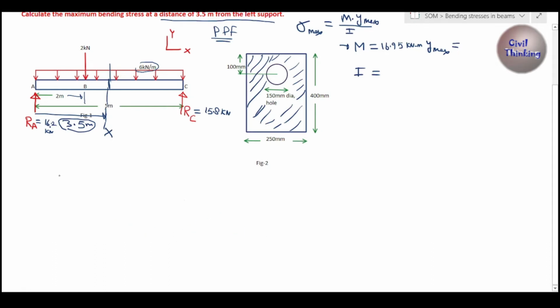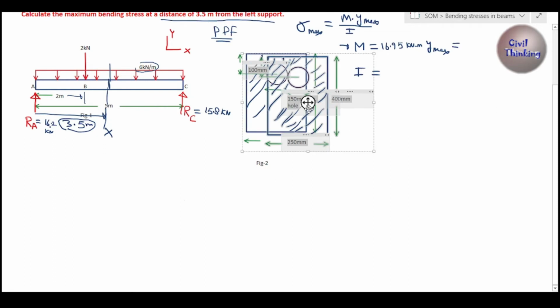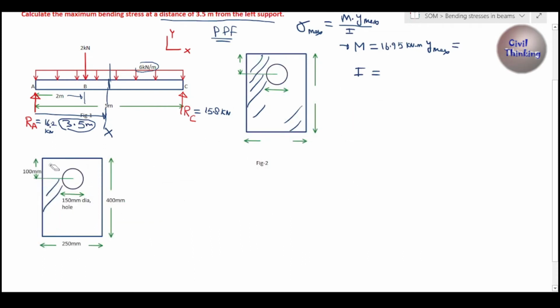So let me draw this section here. Now you can see this lamina with a hole. We can divide this into two simple parts. Let the whole rectangle, we will assume the whole rectangle with no hole, be element 1. Now this element 1 is the whole rectangle, assuming there is no hole. And let us assume this hole to be element 2. And let us choose this as our x axis of reference. This is the x axis. About this we will find the center of gravity of this part.